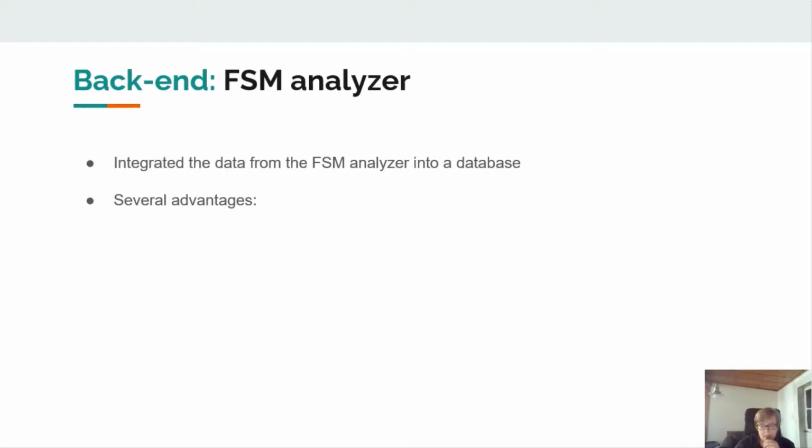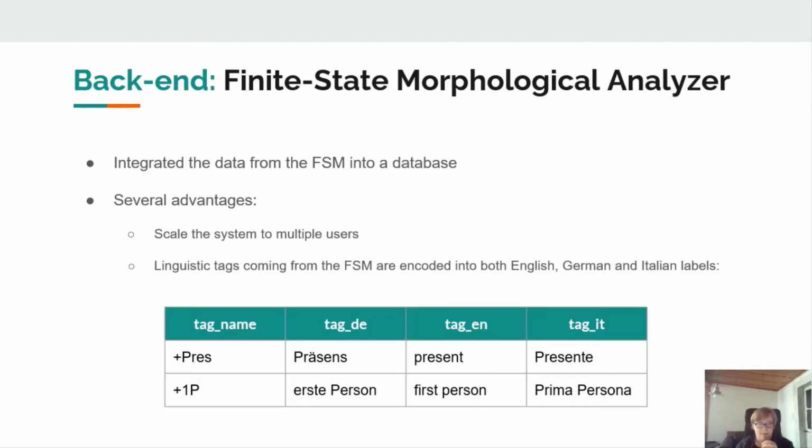In the back end, we then integrate all the lexical data from the FSM into a MySQL database. This allows us to scale the system to multiple users at the same time. Moreover, we use the database to encode the morphological tags coming from the FSM into user-friendly and common terms in language learning. So for example, the tag plus pres is encoded in Präsens in German, present in English and presente in Italian.